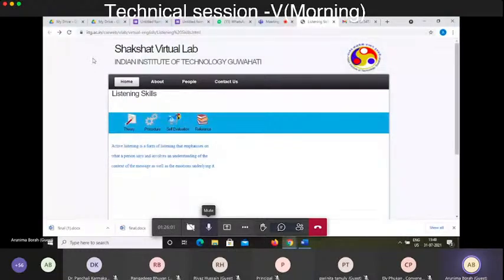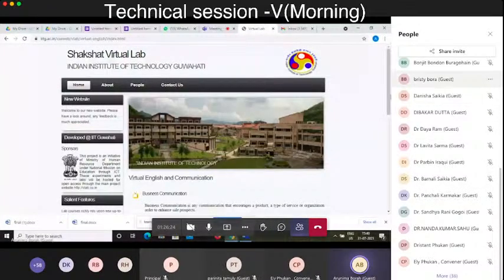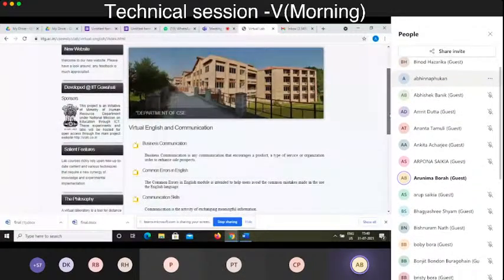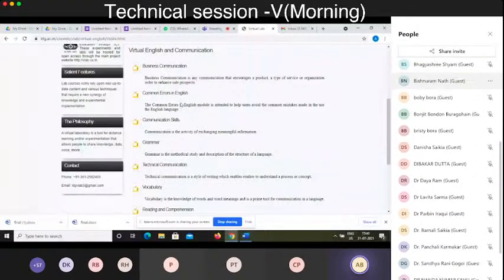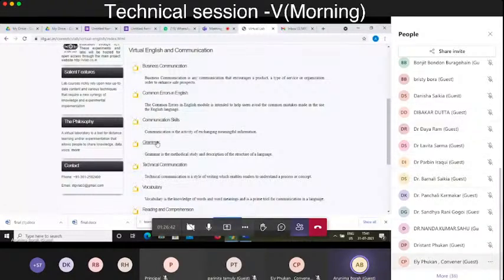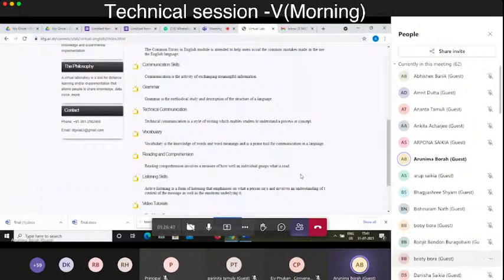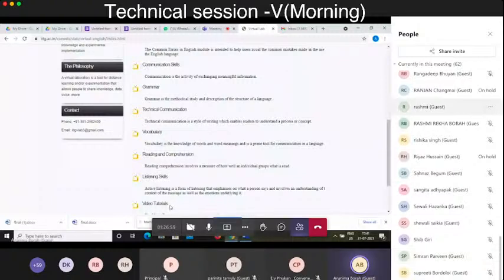So this is the virtual lab that we were talking about, Sakshat Virtual Lab from the Indian Institute of Technology, Guwahati. And today we will be doing, this is the home page. I'd just like to show you the array of features that they have here. They have interesting features which are useful for students. They have virtual lab sessions on business communication, common errors in English, communication skills, grammar, technical communication, vocabulary, reading and comprehension, and listening skills. They also have video tutorials which improve your speaking skills, vocabulary, conversational skills, etc. Now we shall go to listening skills.